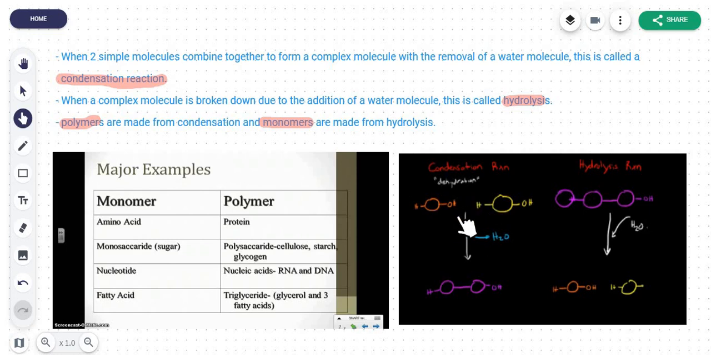Now you can just have a look at this diagram here I'm pointing at. This is condensation. Two simple molecules react, water removed. There you go, complex molecule. Hydrolysis, a complex molecule shown here in purple. Water is added. Look, two simpler molecules. Very simple. If you just want to have a recap, just have a look at this diagram. More than enough to revise these two, because guys, condensation and hydrolysis is something you need to know, because they're going to come up many times when we study proteins, lipids, water, and carbohydrates.